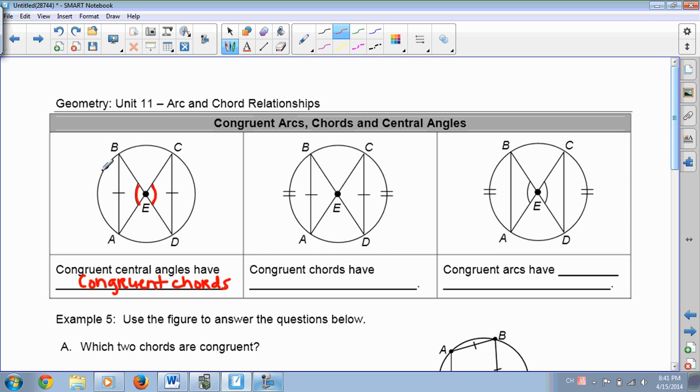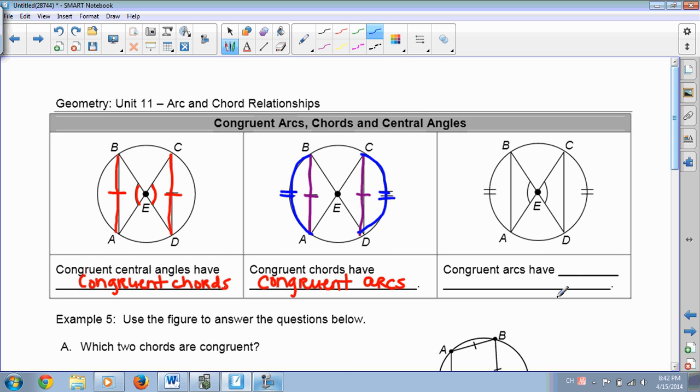Okay, so that means that this chord right here from B to A is congruent to this chord right here, C to D. Okay, so now that we have congruent chords, we can also assume that we have congruent arcs. Because we have these congruent chords from A to B and from C to D, then we can say that arc BA is congruent to arc CD.